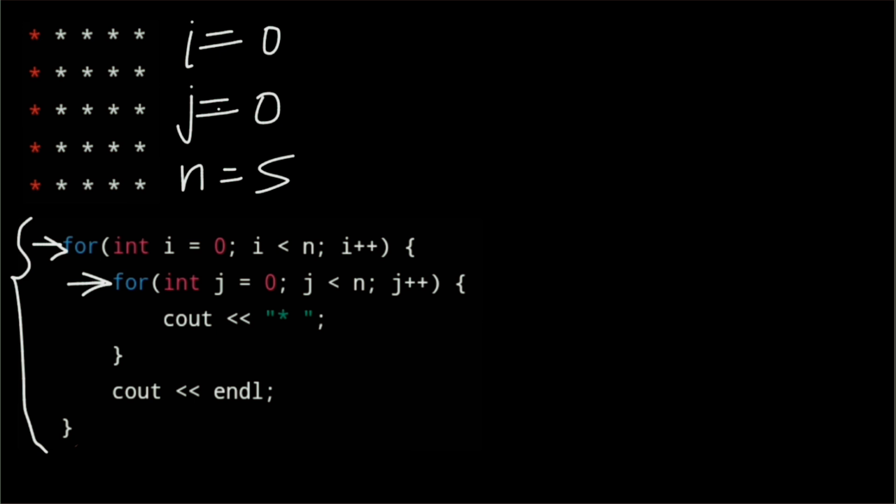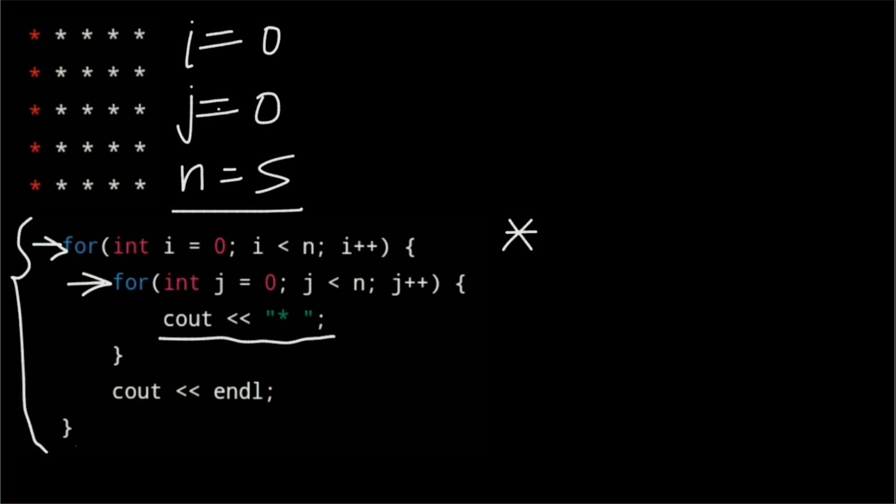Here i is equal to 0 and i less than 5, because n is equal to 5. 0 is less than 5, this is true, and the condition is true. The compiler enters the inner loop. Here int j is equal to 0 and 0 is less than 5. This condition is also true, and it enters this line, cout star with a space, and here the compiler prints a star with a space.